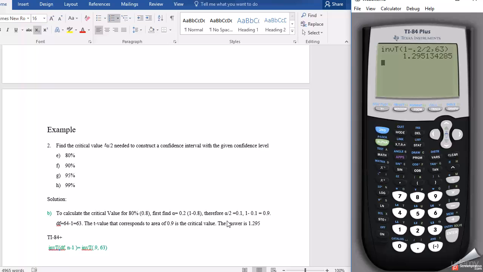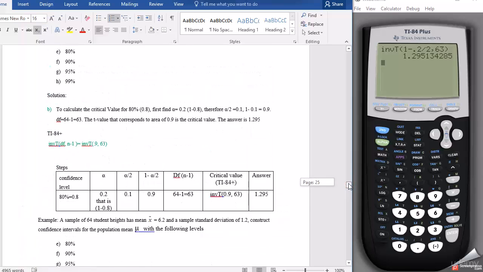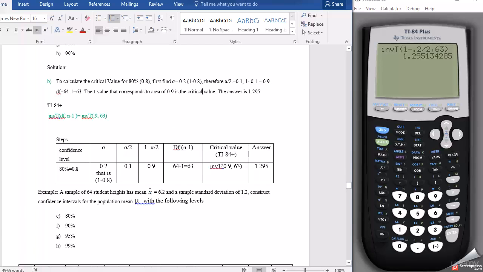1.295, that's our critical value. Okay, so you can do 1 minus alpha over 2 is 0.9, then you have comma 63. Okay, so the next thing we're going to do is to look at the confidence interval.